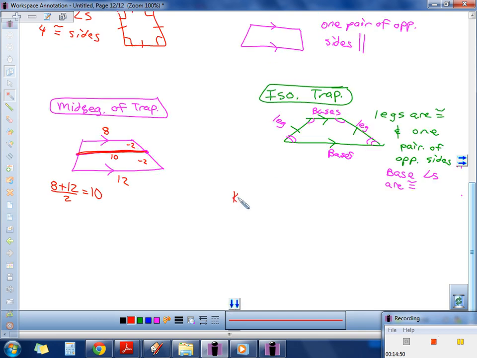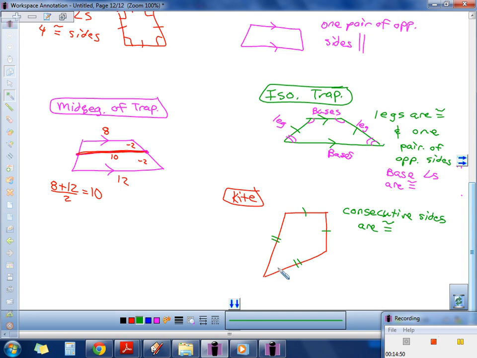We had one last shape, and it's kind of the oddball. It's a kite. So there's a kite. We learned a few different things about it. What was its number one property? Consecutive sides are congruent. So that means these are side by side and congruent. These sides are congruent as well. They're side by side. It has two sets of those.